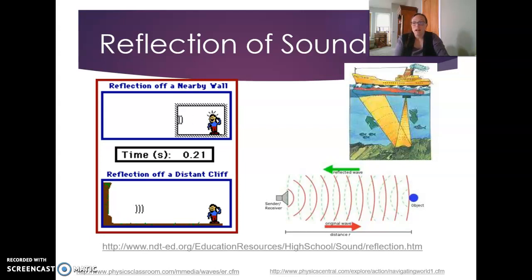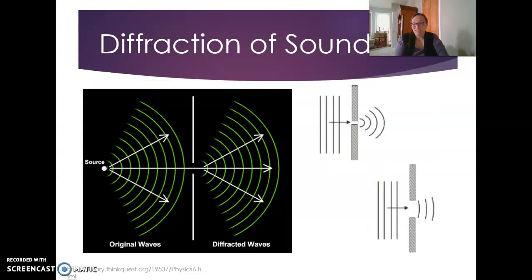And we can use things like echolocation. Dolphins use that. They send out sonar waves, which is a kind of sound wave. And when it comes back, they sense it. And then by knowing how fast it went and came, they can figure out how far away something is. So it's a useful thing, and we use it for ships and things like that, as it shows in the picture.